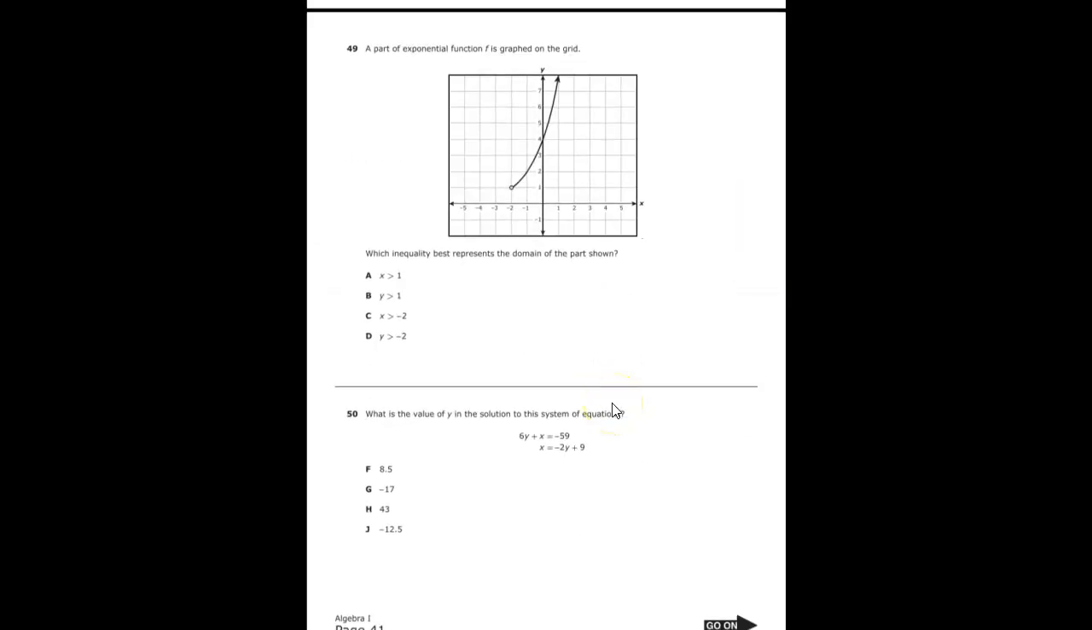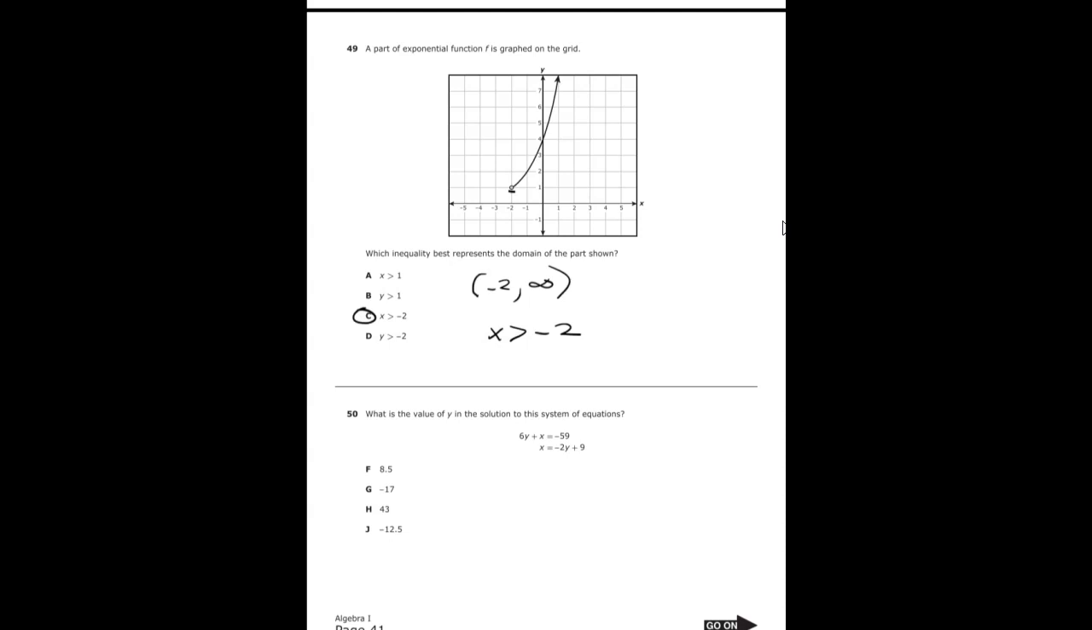Number 49. A part of exponential function f is drawn on the grid. Which inequality best represents the domain? Okay, so your domain is going to be from -2. Look at this right here. It's an open circle, which means that -2 is not actually one of the values in the domain, and it goes all the way to infinity. So it's going to be x greater than -2, which is right here.